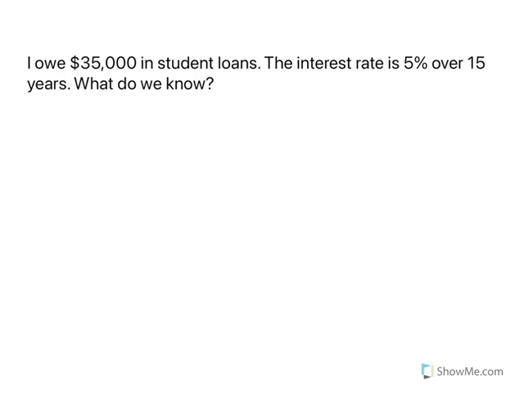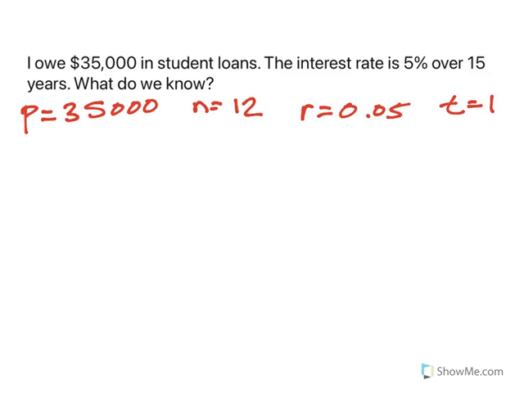I owe $35,000 in student loans. The interest rate is 5% over 15 years. What do we know? First things first, I know that P is 35,000. I always know that N is 12 because I'm making monthly payments. The rate is 5% and T is 15. I highly recommend you always get yourselves your numbers. Now, this is going to be a multiple page problem because I'm going to write it out step by step.